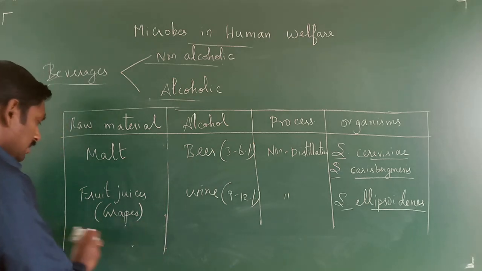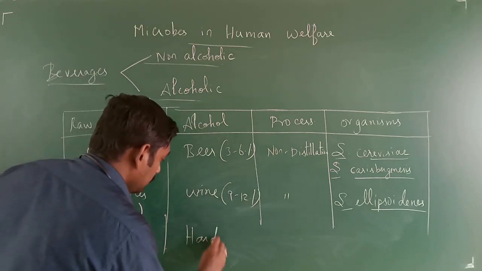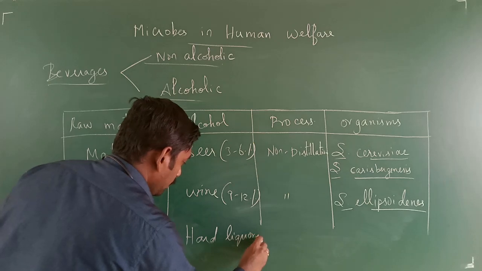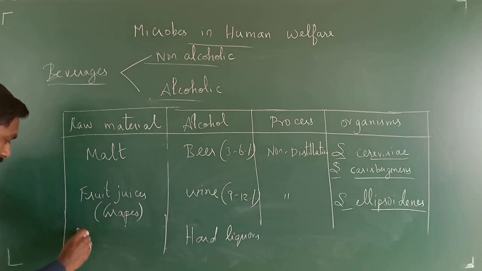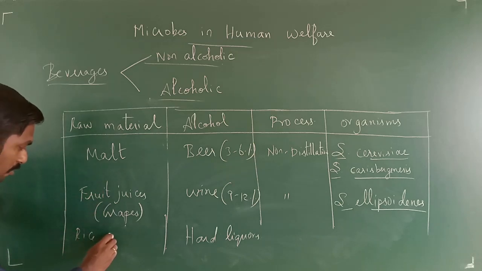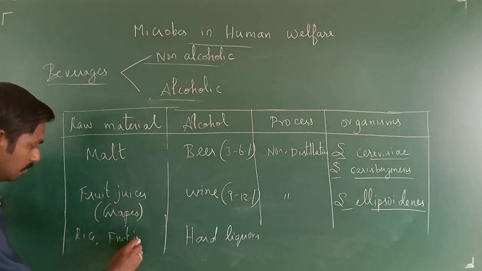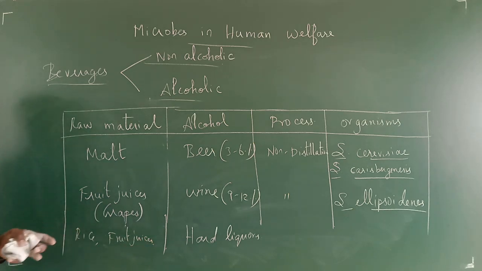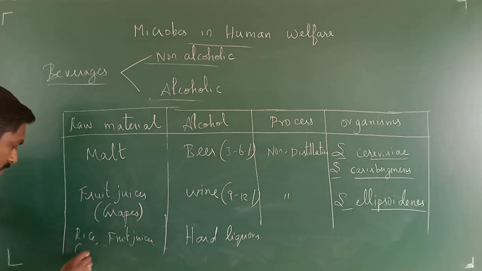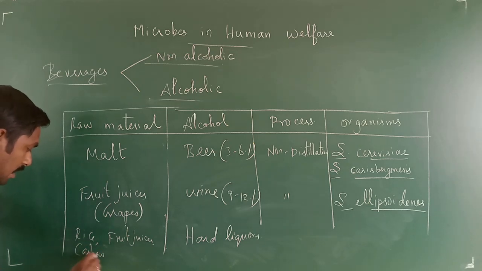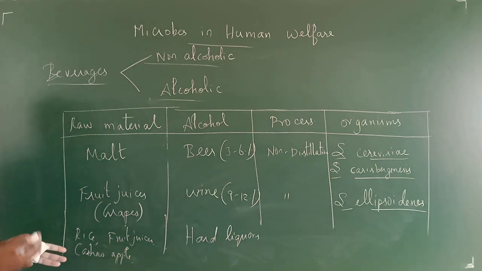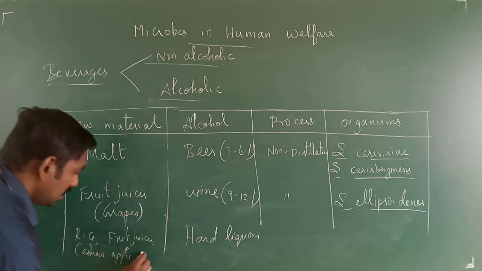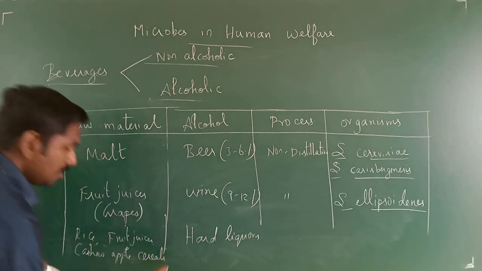The raw material for hard liquors varies. Sometimes they will be using rice, sometimes fruit juices. Sometimes they will be using cashew nuts, the cashew apple. Then for the production of whiskey they will be using cereals.